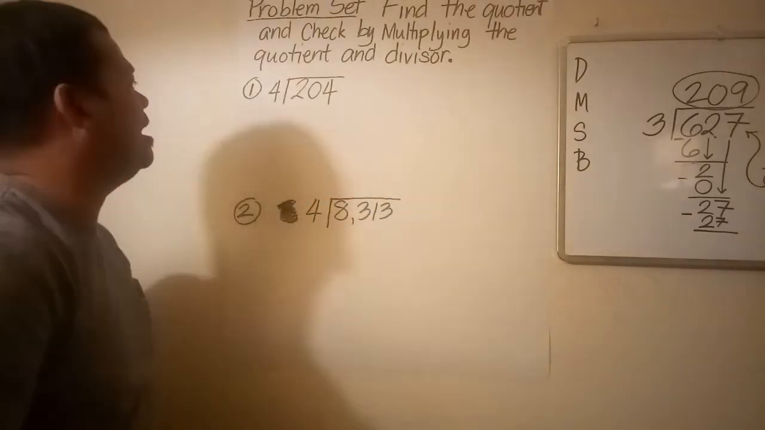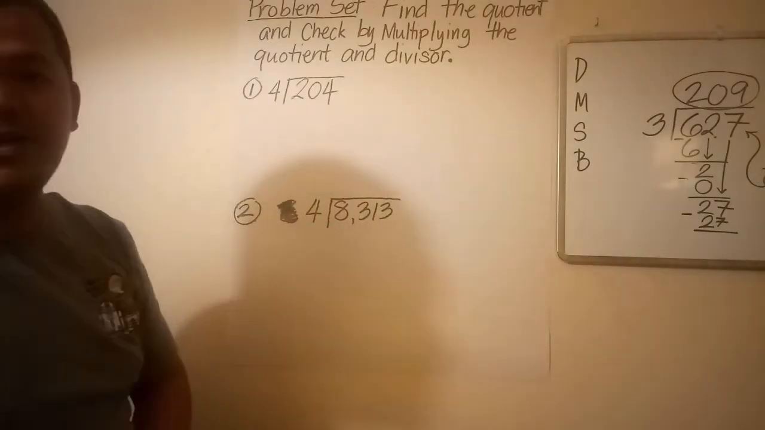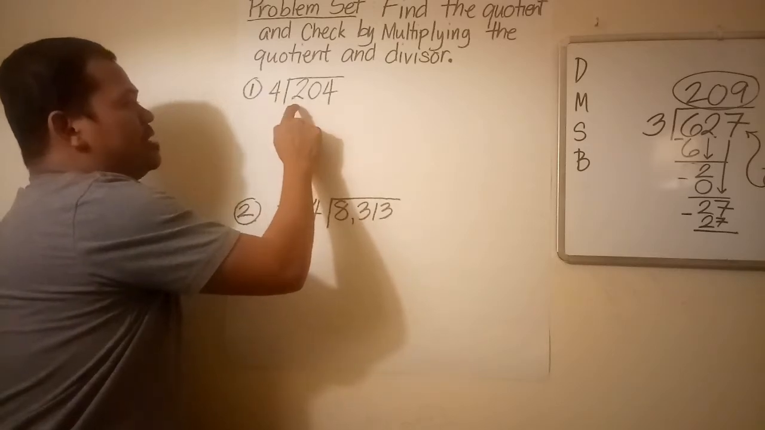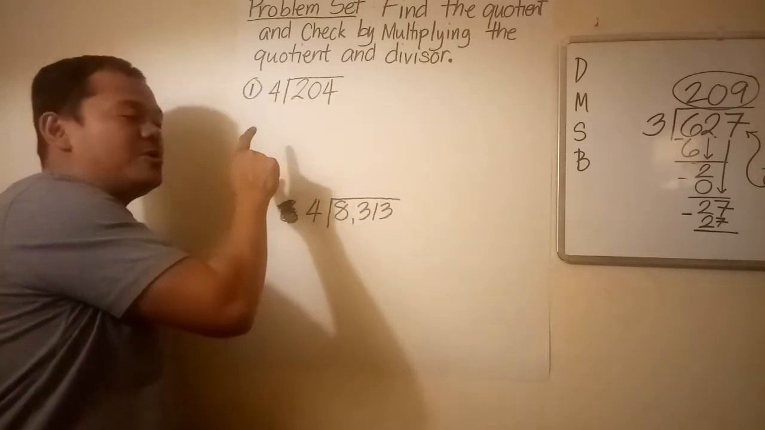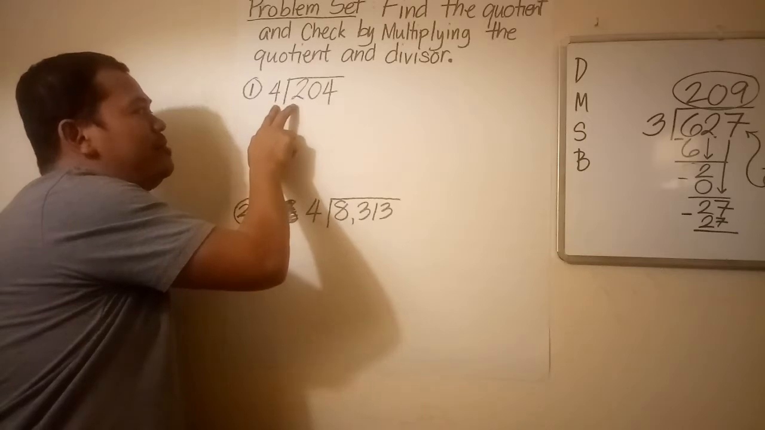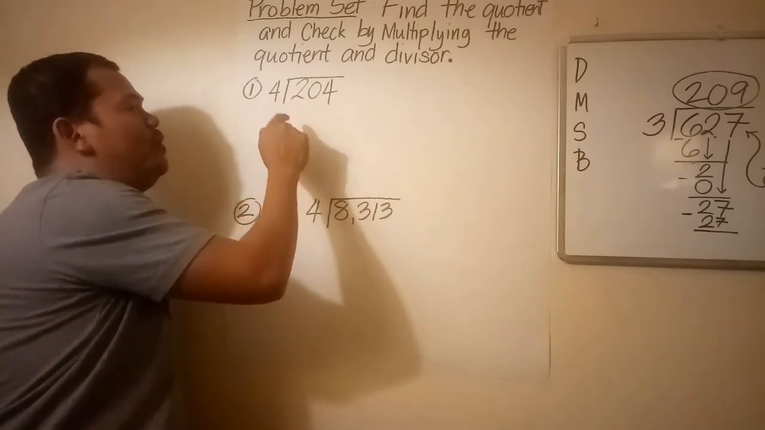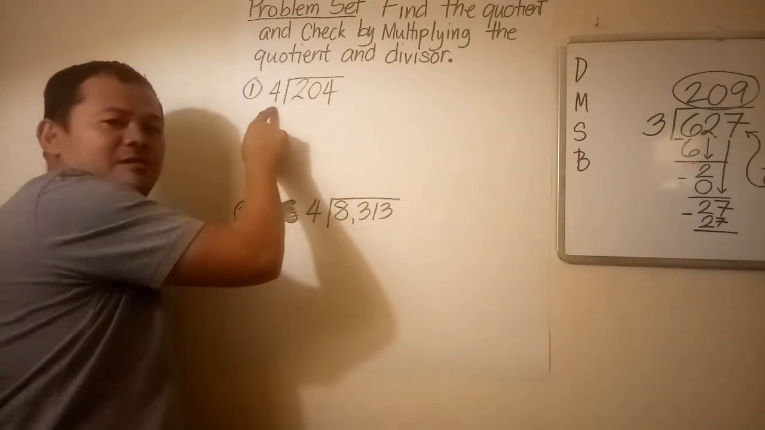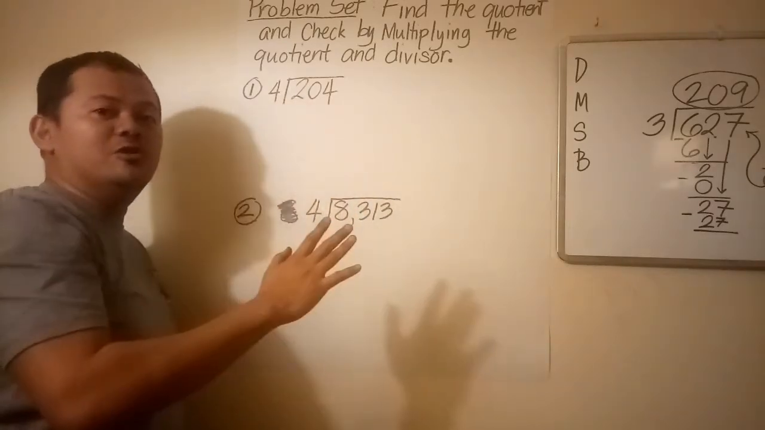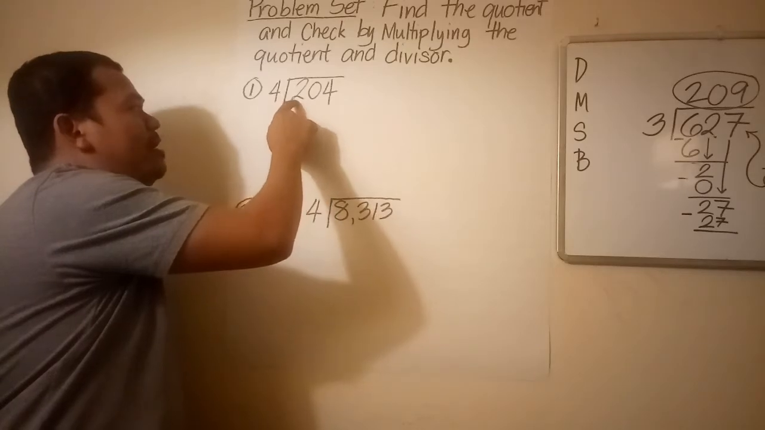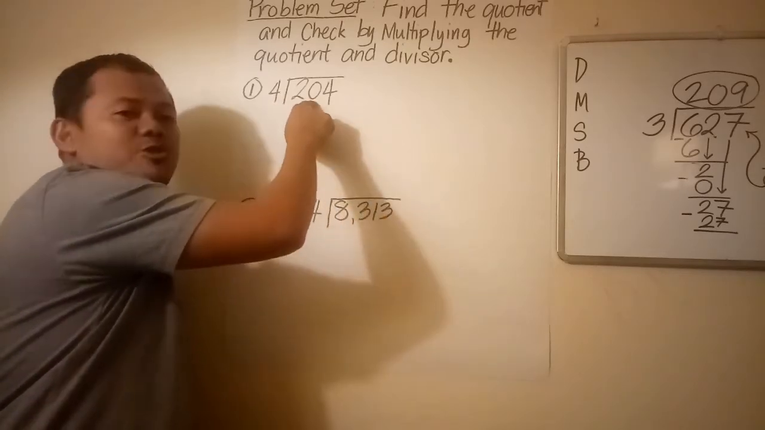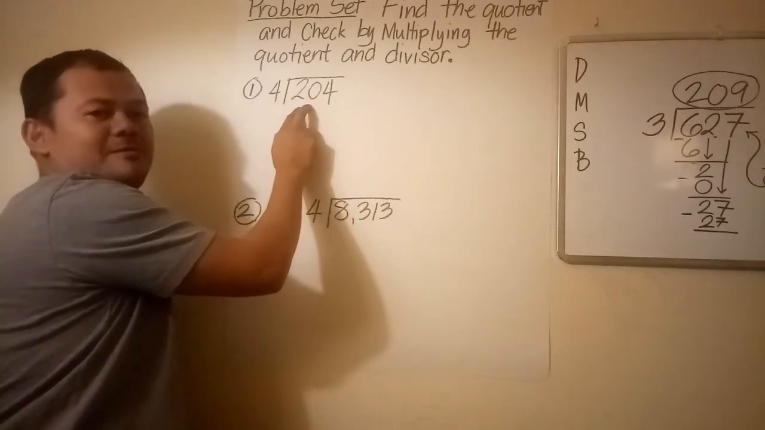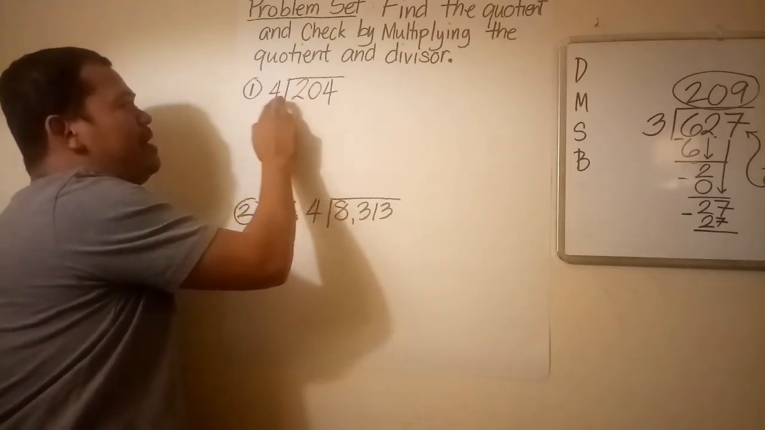Very good. Let's start with 204 divided by 4. We got here 204 as our dividend and 4 as our divisor. We're going to find out a number nearest to our 4. The number that is nearest to our 4 is 2. But can we divide 2 by 4? Is 2 bigger than 4? No. If it is not bigger than our divisor, we are going to move on to the right. So instead of 2, we are going to use 20. So 20 divided by 4.